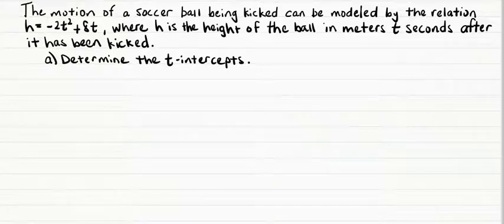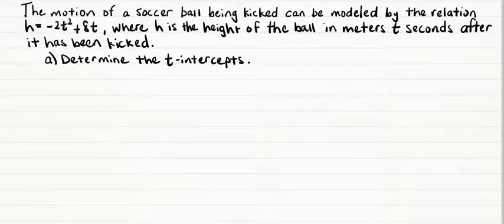Okay, so we're going to look at the solution to this particular question. The motion of a soccer ball being kicked can be modeled by the relation h equals negative 2t squared plus 8t, where h represents the height of the ball in meters and t represents the time in seconds after the ball has been kicked. First thing we want to do is determine the T intercepts.